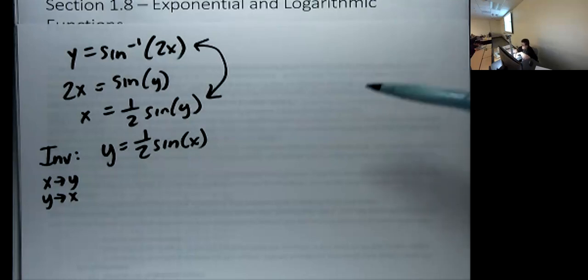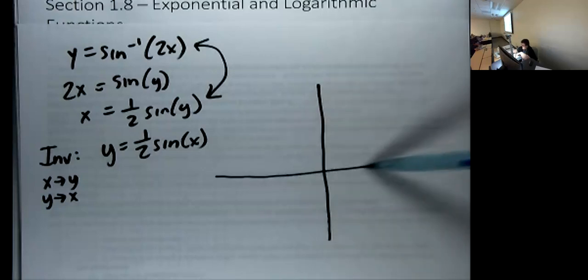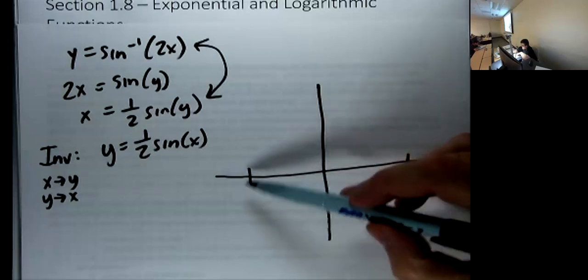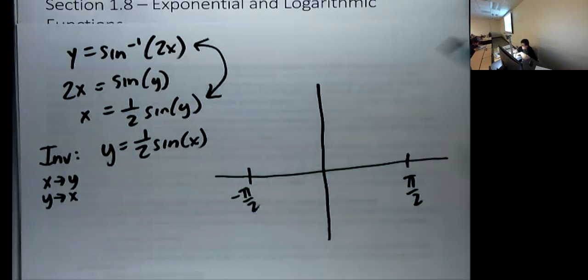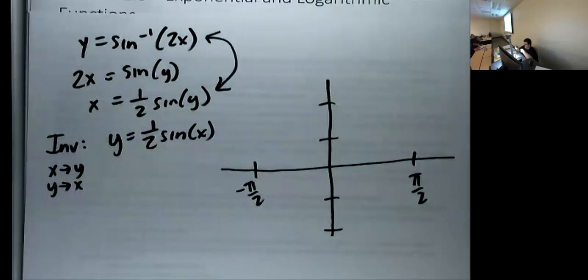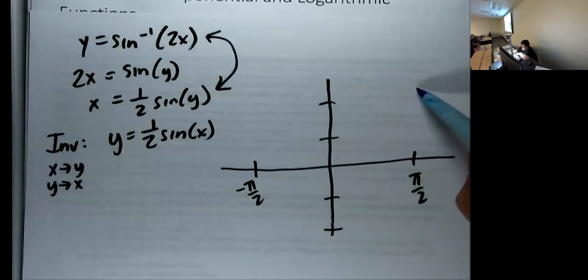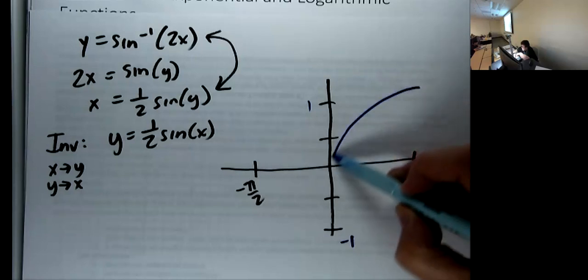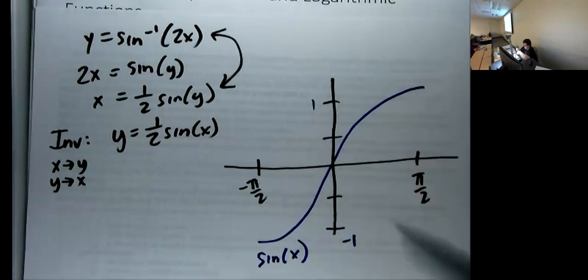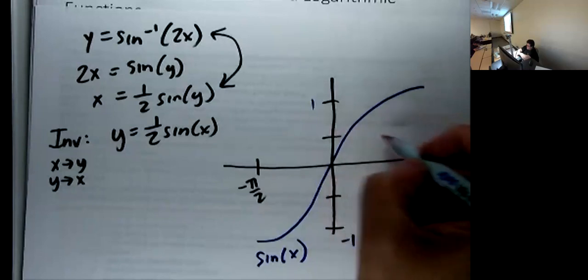Why I'm bringing this up is the graph of this from negative pi over 2 to pi over 2. Normally, sine does the full thing. Sine goes between 1 and -1 and does something like that. This is sine x. 1/2 sine x cuts that in half.